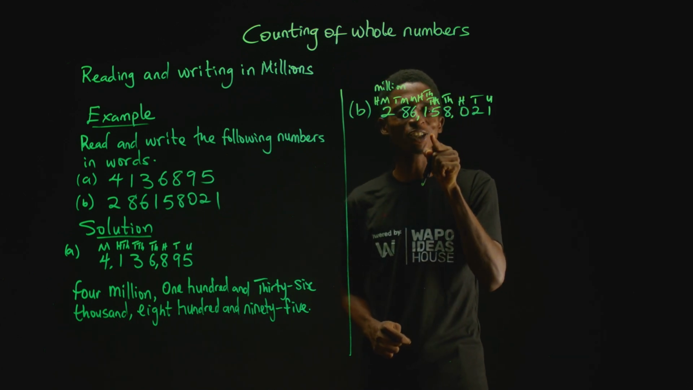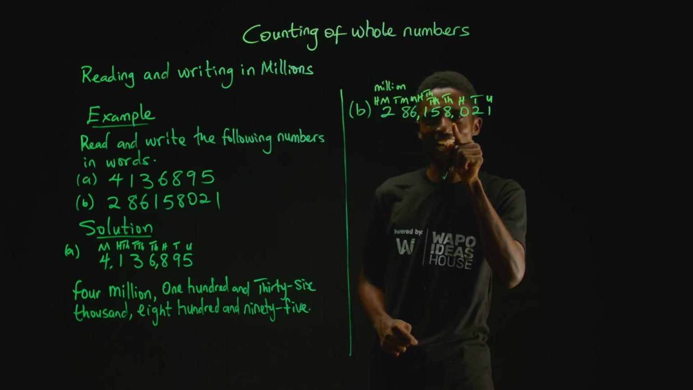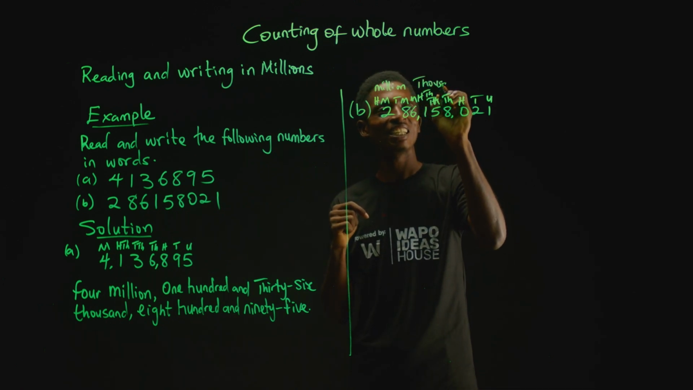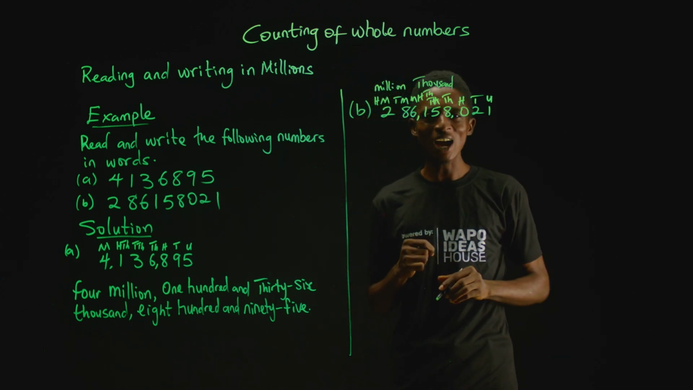The next 3 is what? Yes, 158. And what category is that? Thousand. Good. You are getting it.